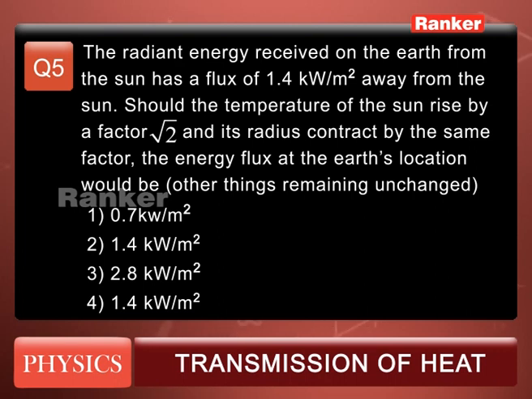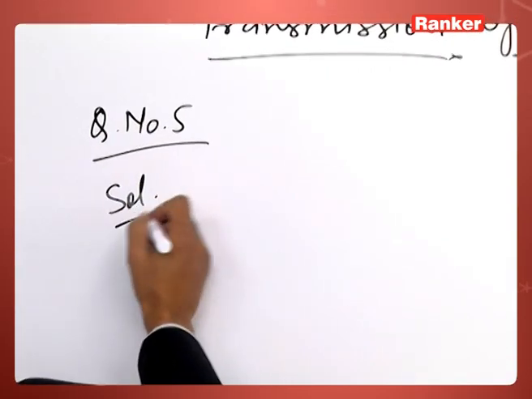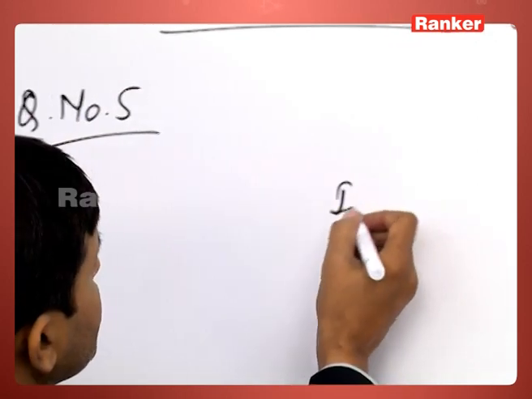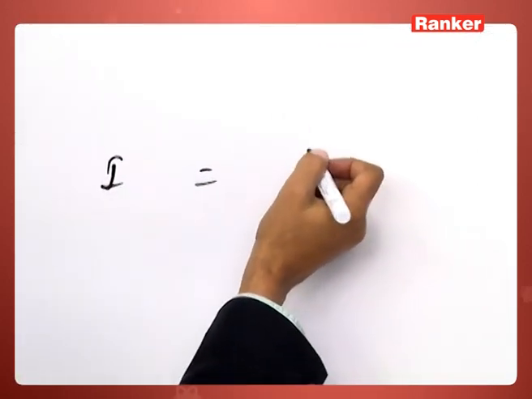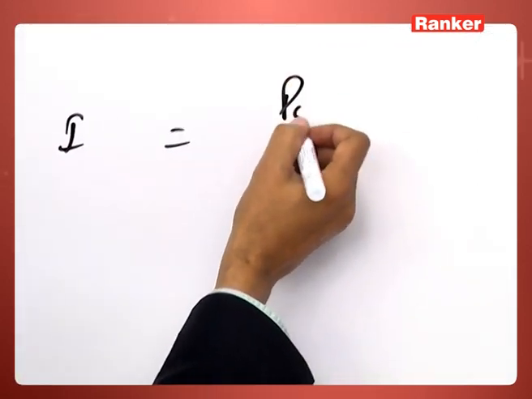First option 0.7 kilowatt per meter square. Second option 1.4 kilowatt per meter square. Third option 2.8 kilowatt per meter square, and the fourth option 1.4 kilowatt per meter square. Intensity is your energy falling or power per unit area.